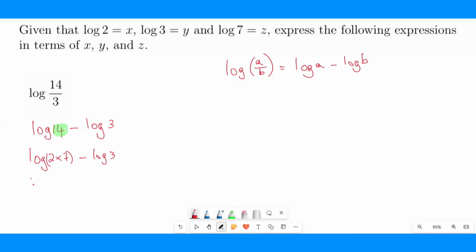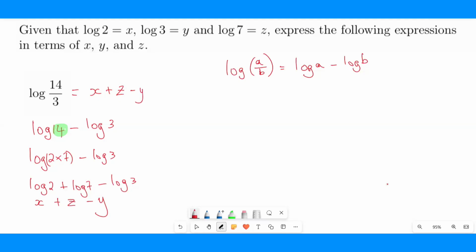Now, with this said, we are able to split this. This is log 2 plus log 7 minus log 3. And then we are able to do our quick substitution. The log of 2 is x, plus the log of 7, that is z, minus the log of 3, which is y. So basically, the log of 14 over 3 can be represented as x plus z minus y.